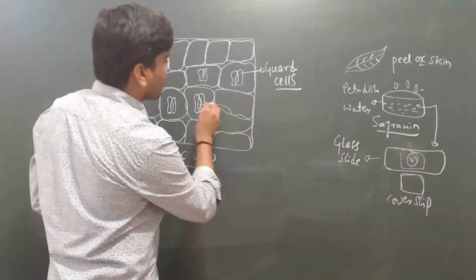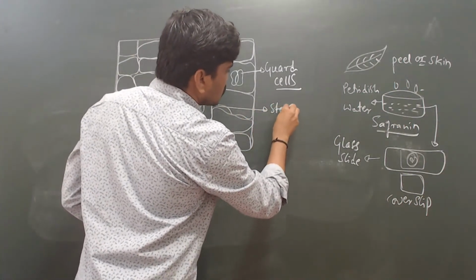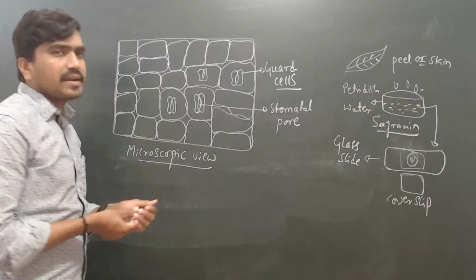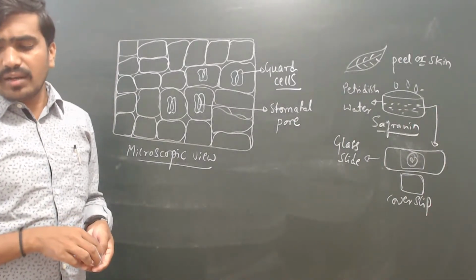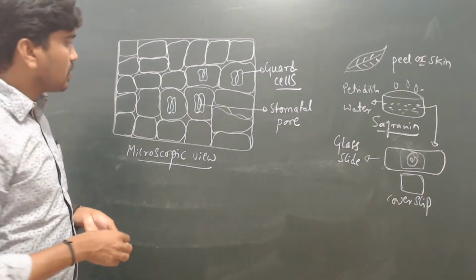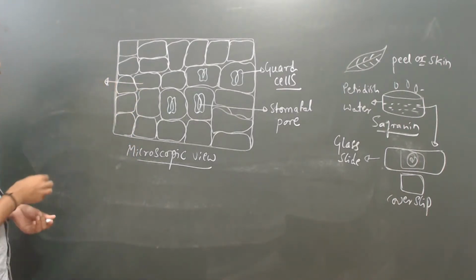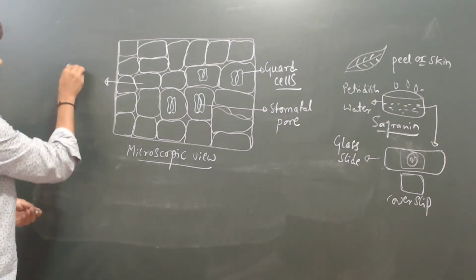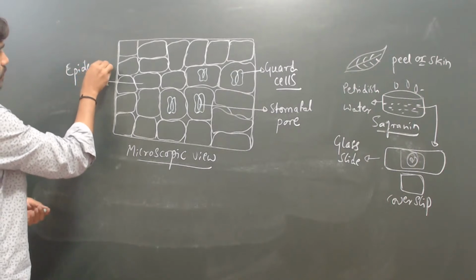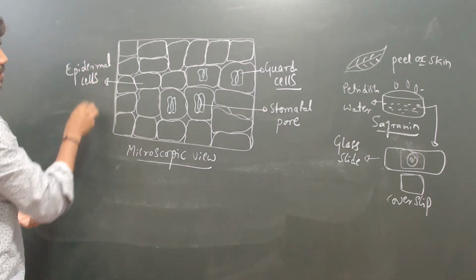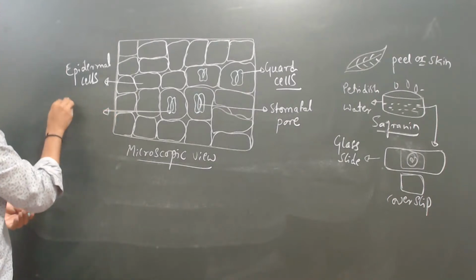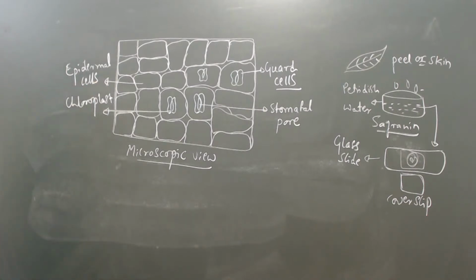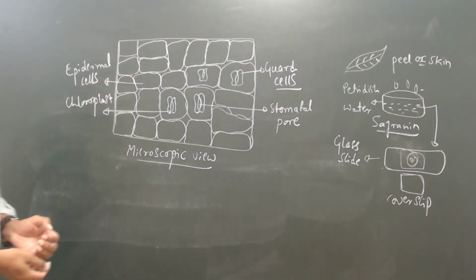This part is known as the stomatal pore. This part is known as what? Stomatal pore. This part, epidermal cells. Epidermal cells, and it also contains chloroplast. It also contains what? Chloroplast.